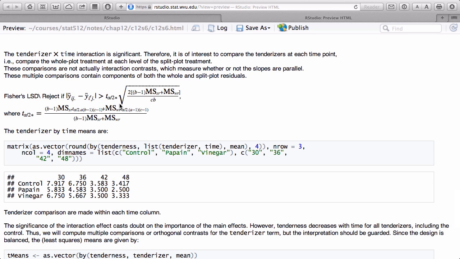The first one is MS with subscript SR, and that's like the subplot or the split plot, and then the MSWR is like the whole plot. So it's 2 times B minus 1 MS sub SR, that's the subplot error, plus the mean square of WR, which is the whole plot error. The whole thing divided by CD. C is the number of carcasses in our case, and B will be the number of times.